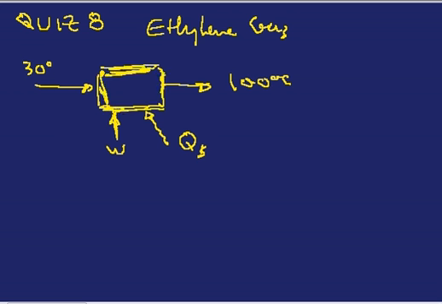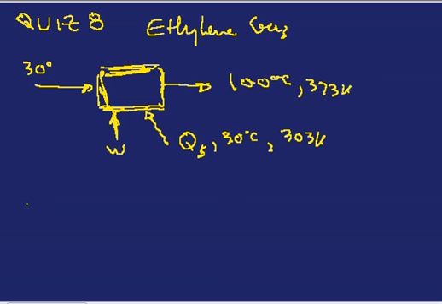So ethylene comes in at 30 degrees, comes out at 100 degrees. And the surroundings is also at 30 degrees C. Let's convert that over to Kelvin. That's approximately 303 Kelvin. And this will be 373 Kelvin.